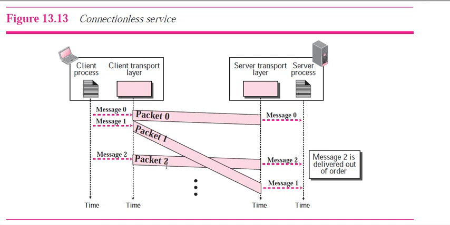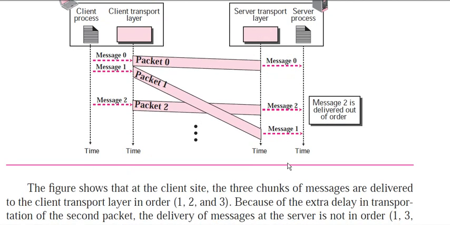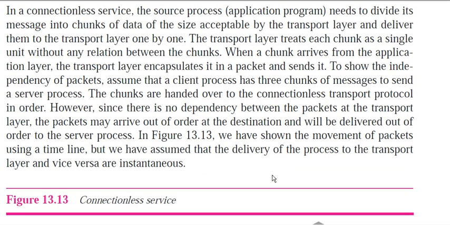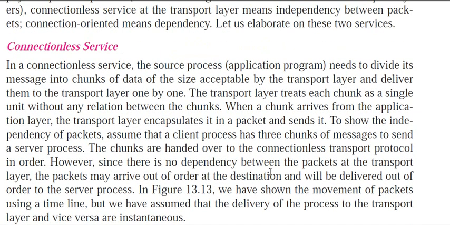Because the paths are different from each other, maybe packet number 0 and 2 can reach the destination before packet number 1, and we have message 0, message 2, message 1. But these messages cannot be delivered to server process because they are not in order. Message 2 is delivered out of order. In this case, we have connectionless.